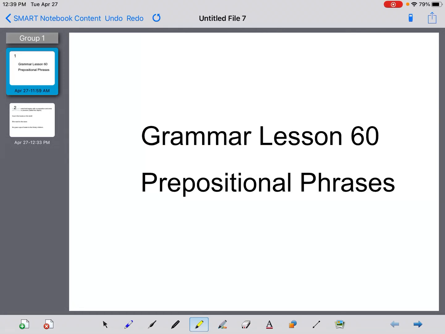Hi grade 6, for this grammar lesson I'm going to start off by giving you a quick video lesson so that you know what a prepositional phrase is and also so you know exactly what to do in your exercises. We're going to go through a few examples together.